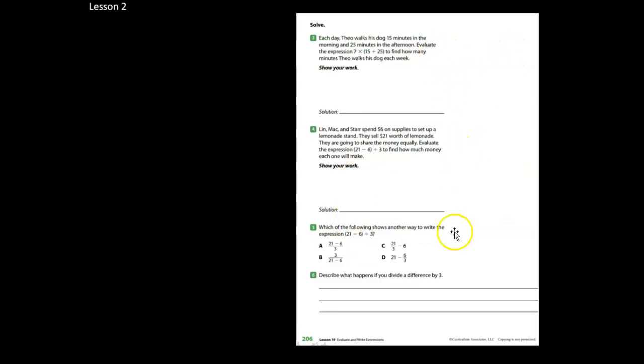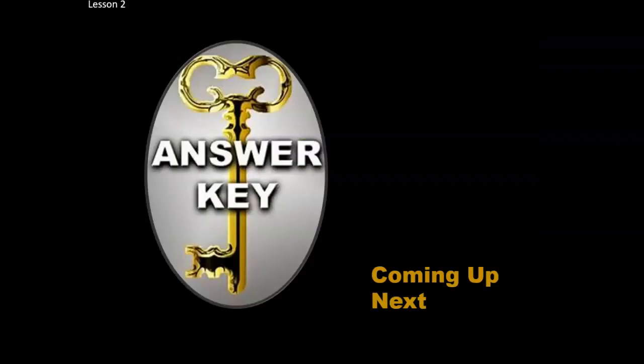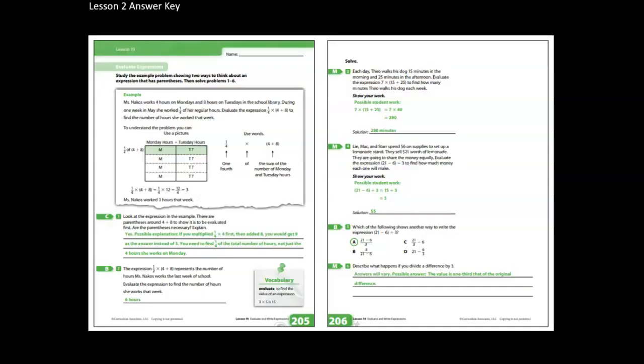These two are both story problems, and another one, none of those are super hard, so you should be able to do that. Answer key is coming up next. Pause the video if you don't have it done. If you do have it done, then the answer key is coming up now. There you go. Lesson 2, answer key.